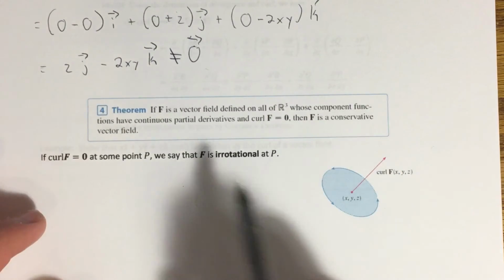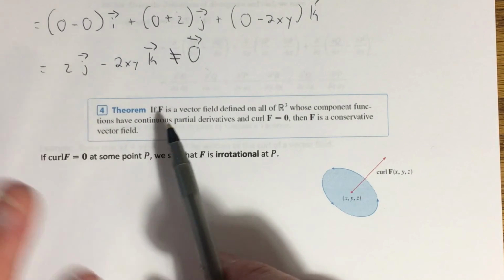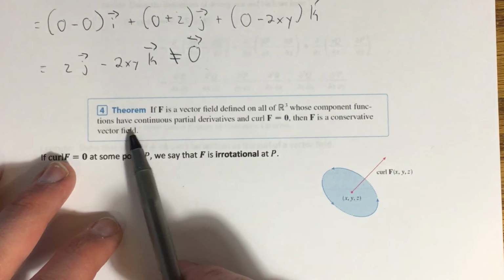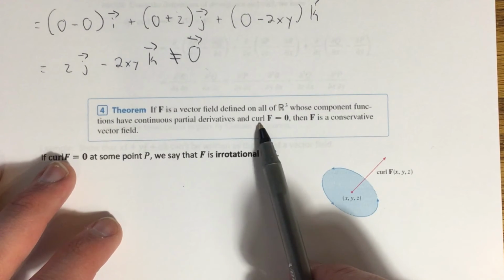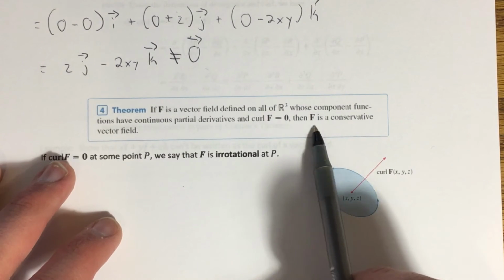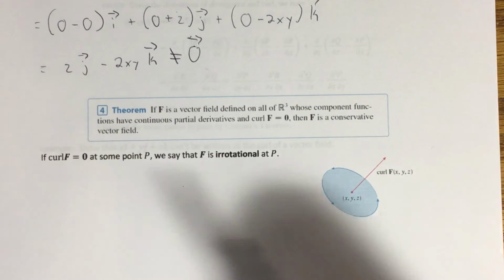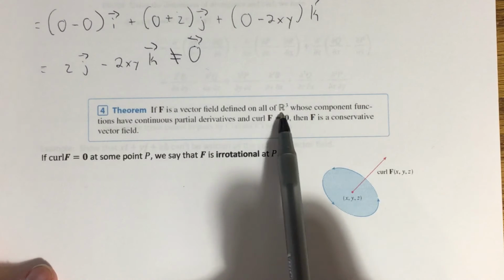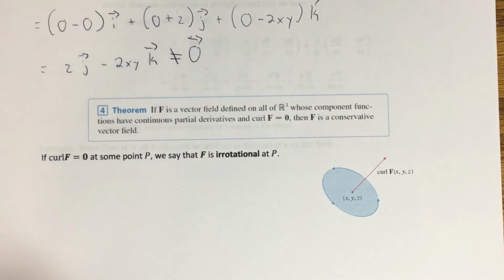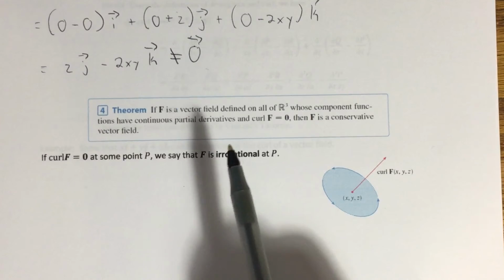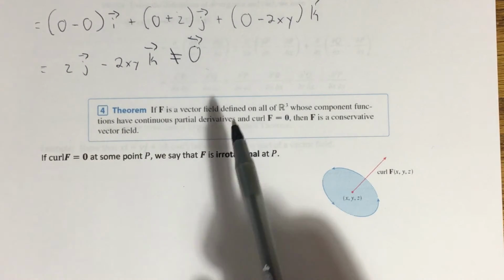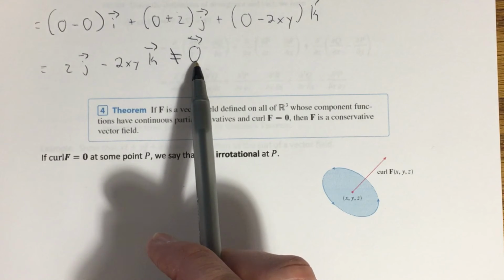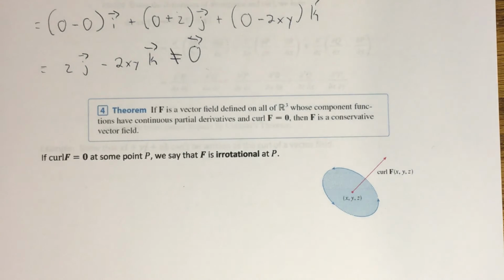So if f is a vector field, and if it's defined on all of R3, and if its component functions have continuous partial derivatives, and the curl of f is equal to 0, then f is a conservative vector field. Really, the main criteria here is that f is defined everywhere. It's defined in all of R3. It doesn't have any restrictions on its domain. So in those cases, if I were to evaluate the curl and get that this was equal to the 0 vector, then it would say conclusively this is a conservative vector field.